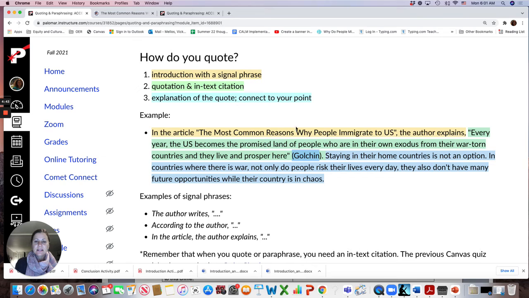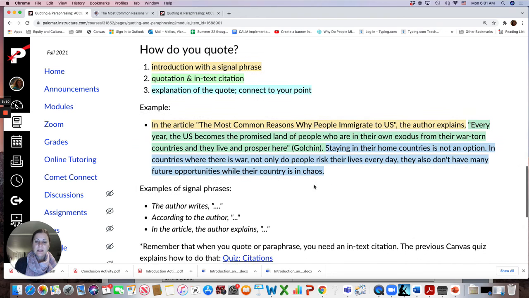After that, you want to explain the quote and connect it to your point. So here I take it a step further. I say staying in their home countries is not an option because not only do people risk their lives, they also don't have future opportunities. So I use this quote to talk more about why they're leaving their home countries. And my essay is about why people leave. So I'm taking this quote and then giving more explanation.